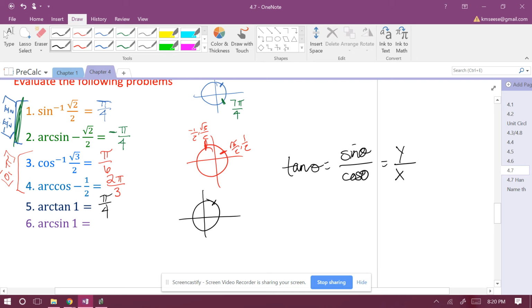Where is my arc sine value? 1. So my arc sine is 1. So what this is saying is, where is my sine value positive? Where's my sine value 1? Right there.